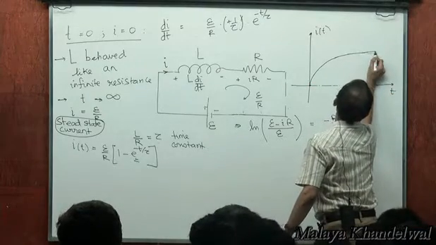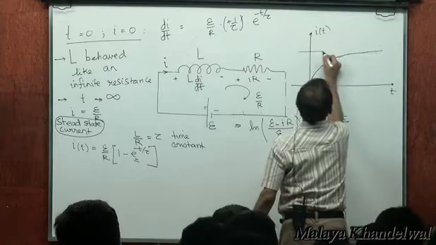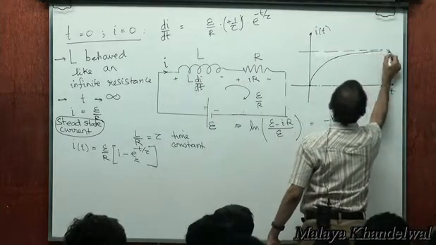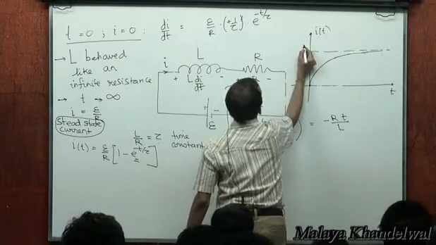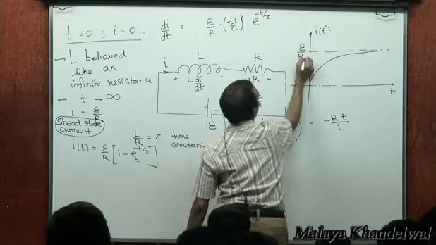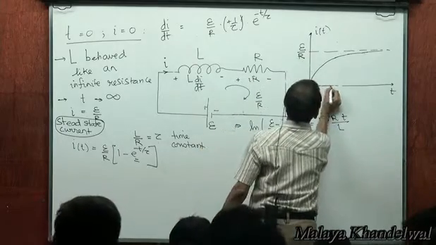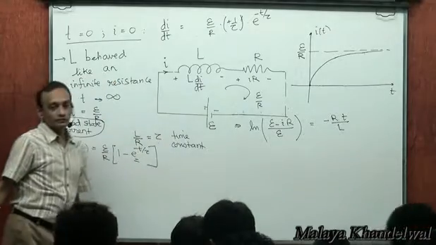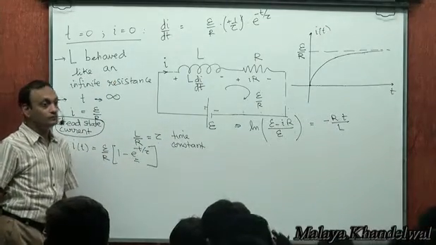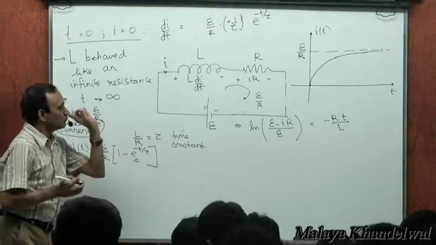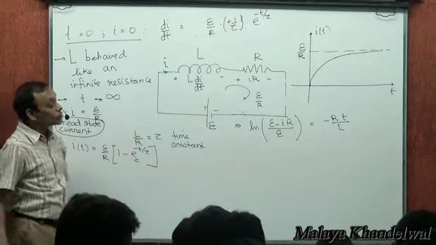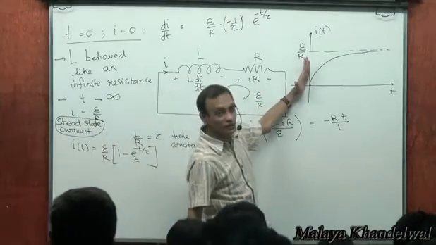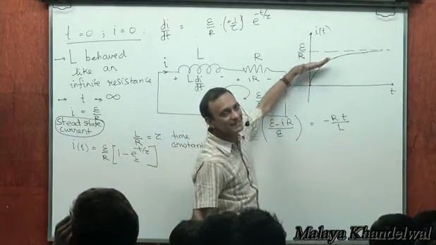This is how the curve grows. After a very long time, the current reaches a steady state value equal to epsilon by R. So di/dt is maximum initially, and then less and less.